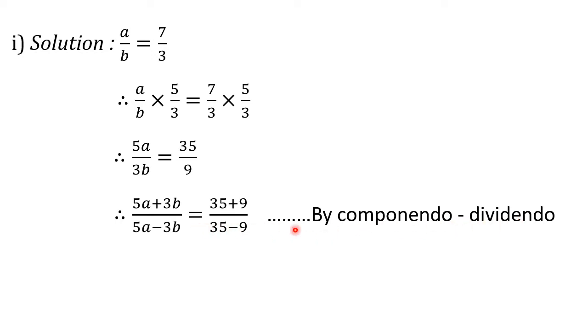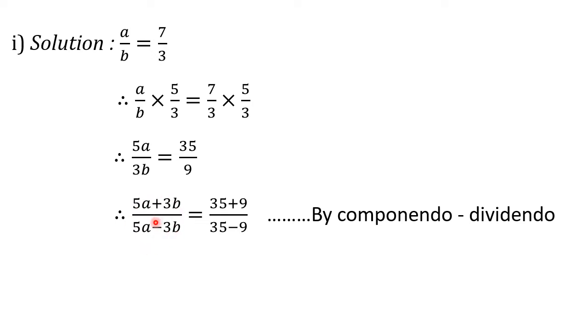Now here you can write down a reason, or before writing this step you can write down by componendo dividendo. Either you can write it before the step or by the side as a reason that we have performed componendo dividendo here. Okay. So now we got whatever we want, that is 5a plus 3b and 5a minus 3b.